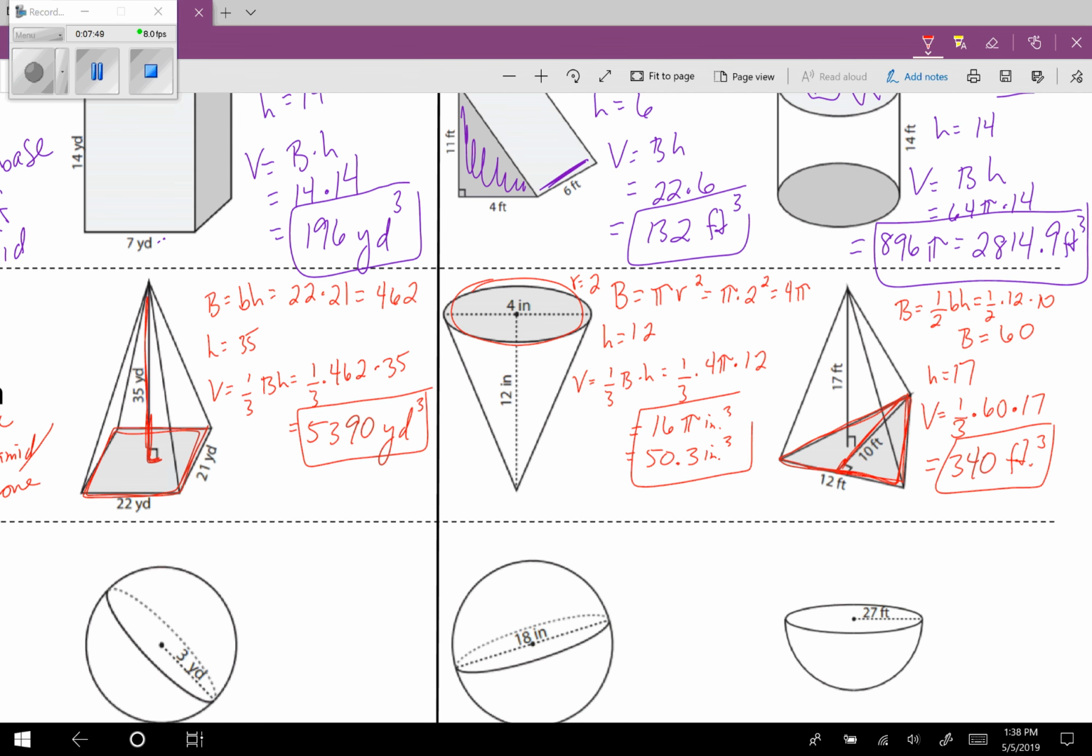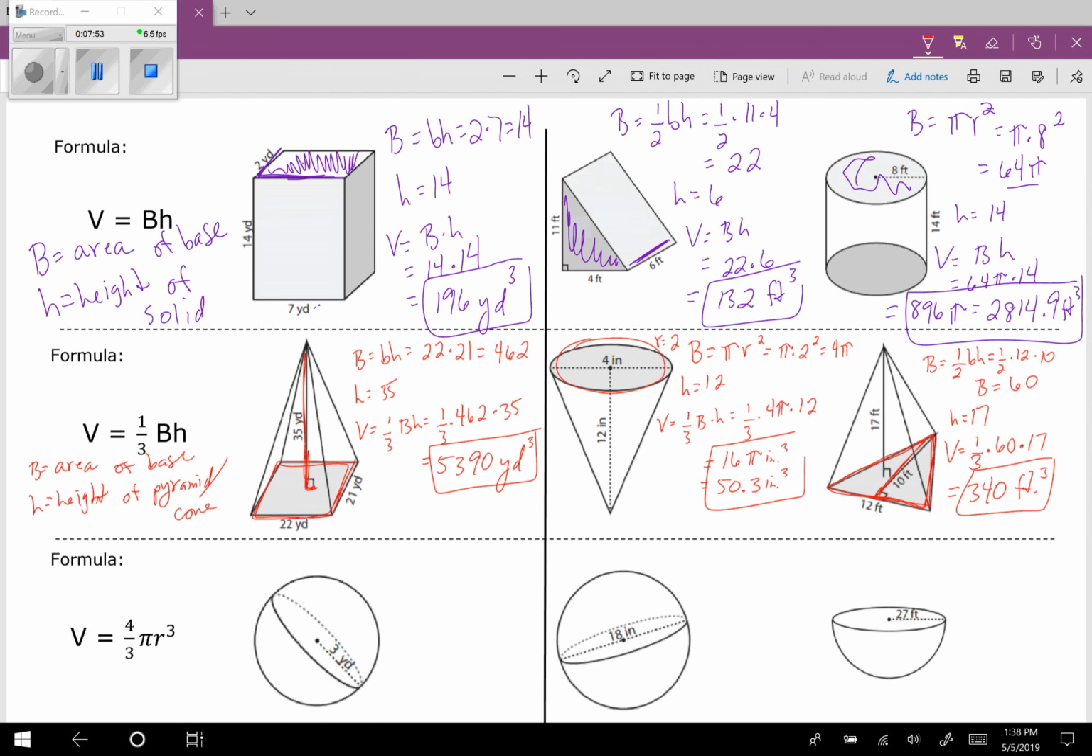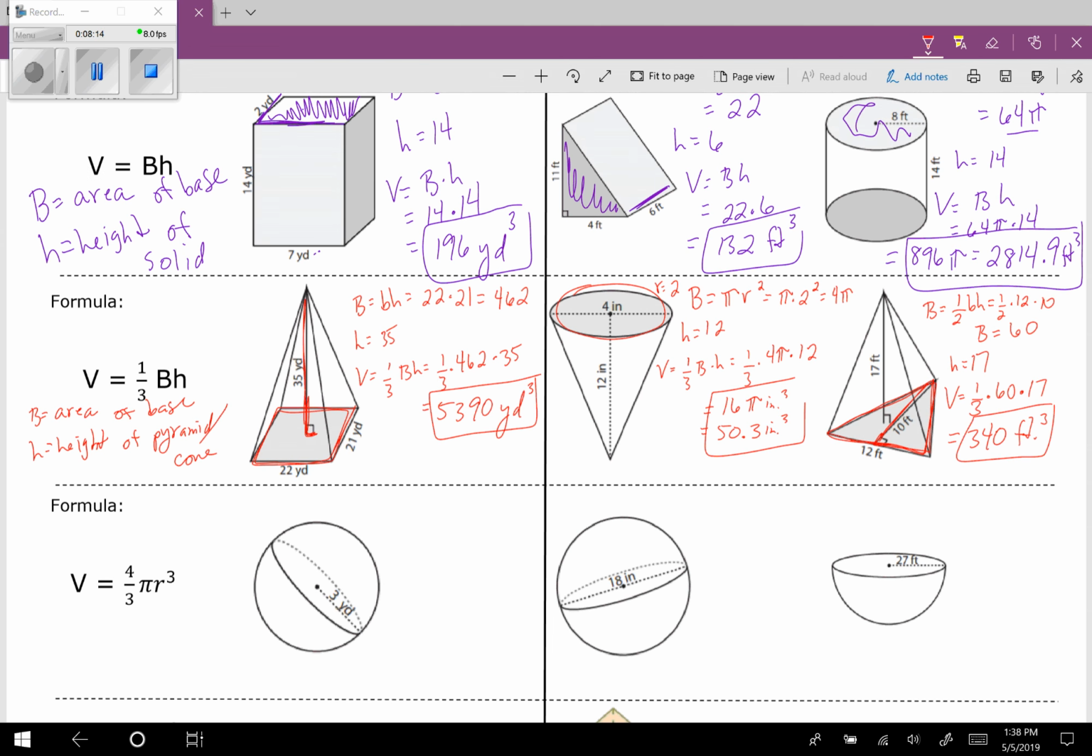So just the key thing to remember for all these volume formulas for prisms and cylinders and pyramids and cones, big B is area of the base. So I just always want you to concentrate on finding that area of the base first before you have to do any other calculations, because that will help you to not get the height of the prism or the height of the pyramid confused with the height of the base.